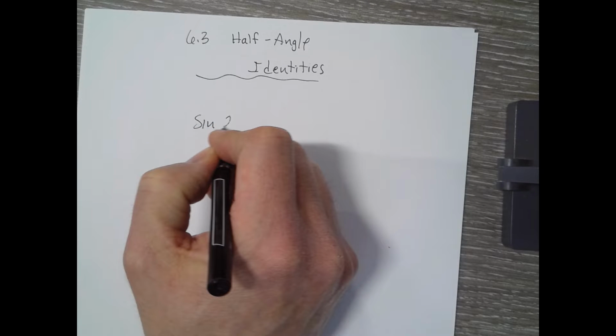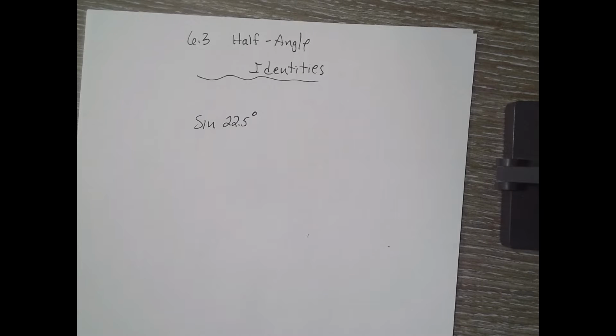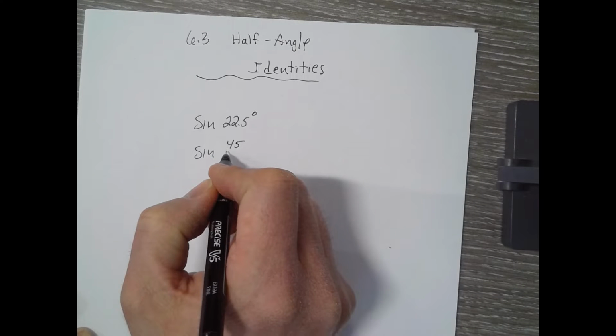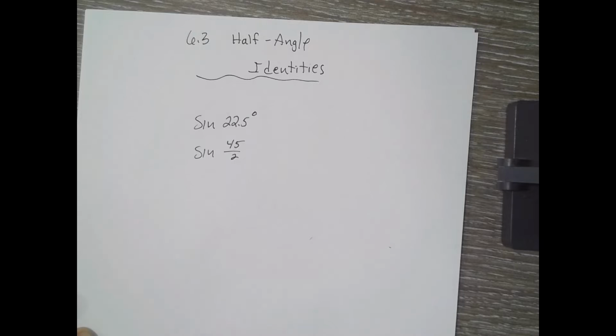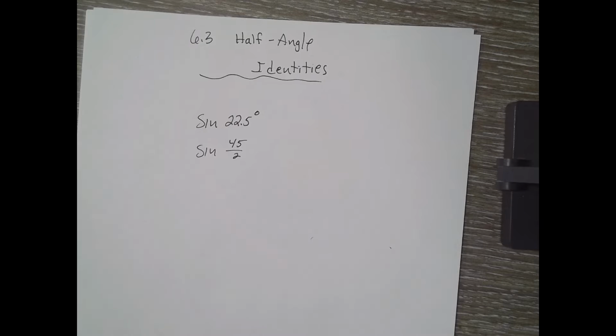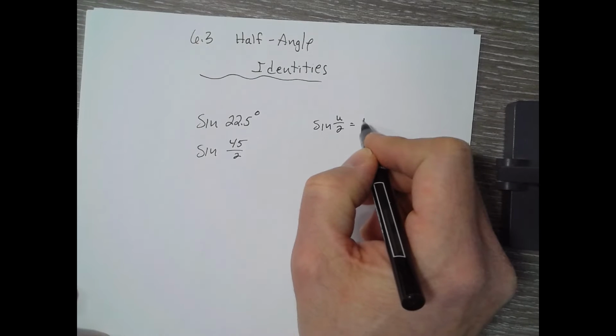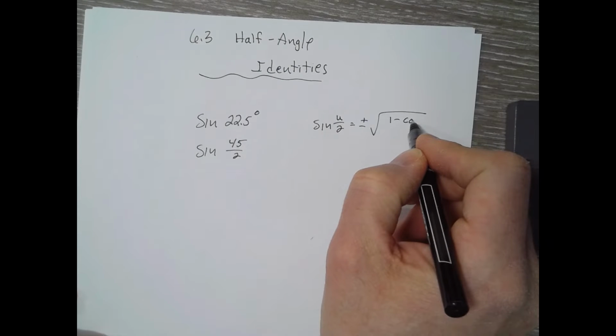22.5 degrees. We don't know the sine of 22.5. However, we know the sine of 45 over 2. We could find the sine of 45 and divide by 2. Consider 22.5 as 45 over 2. And according to Carl, we know that the sine of u over 2 equals plus or minus the square root of 1 minus cosine u over 2.